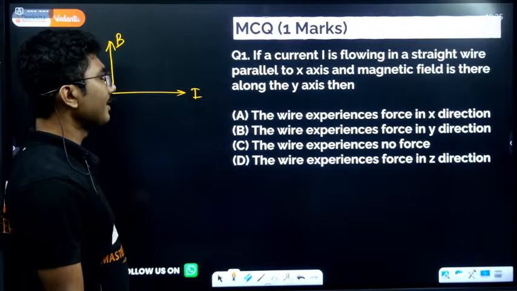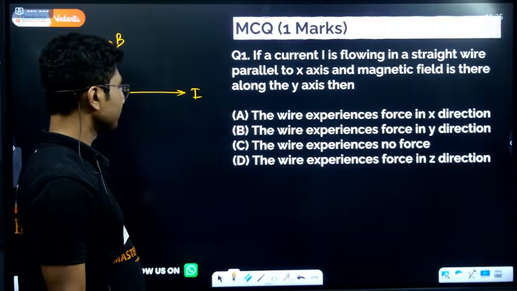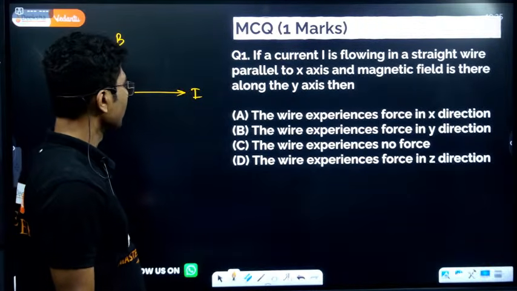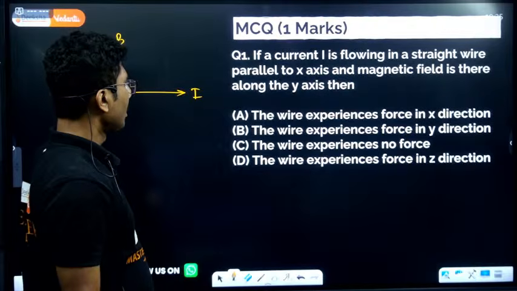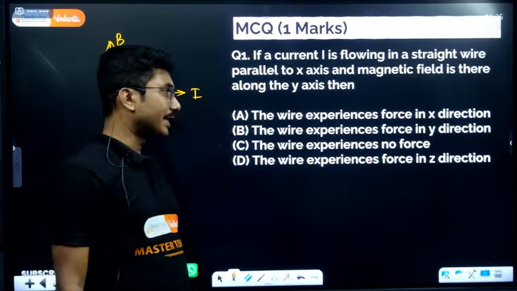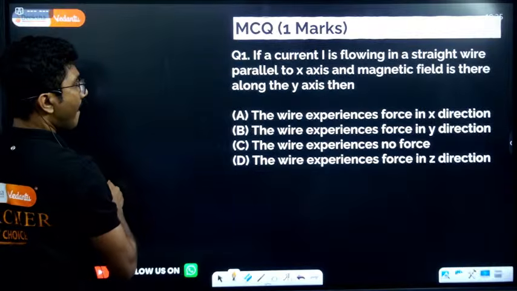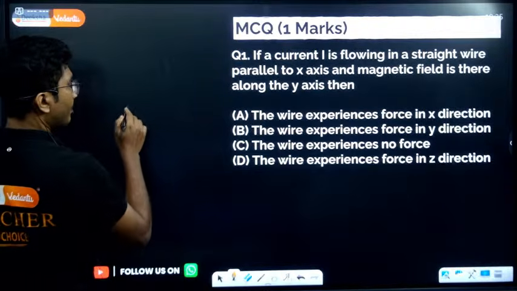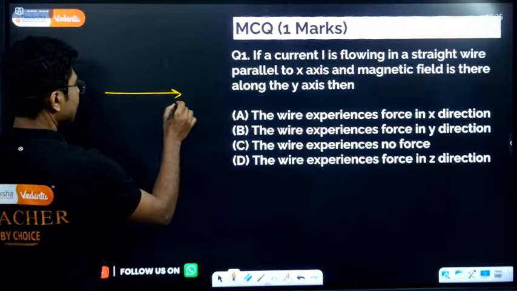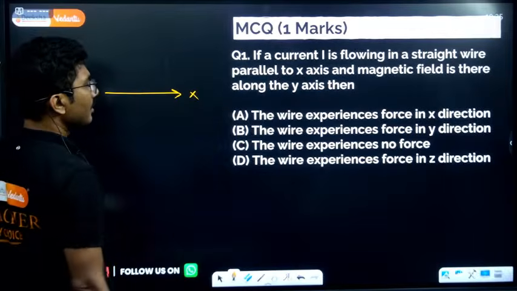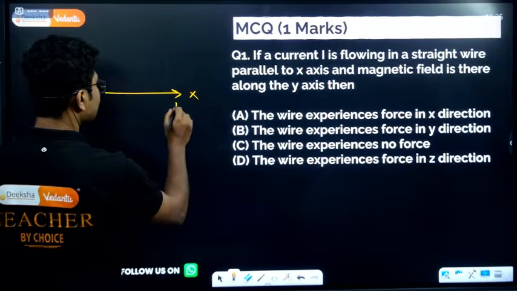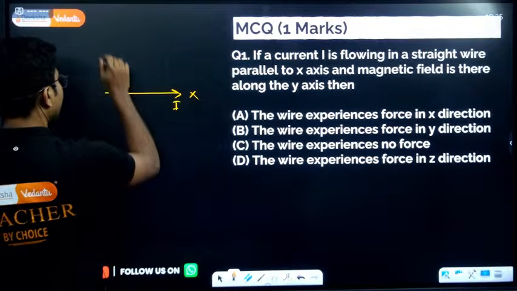Okay, then the wire experiences a force in the x direction. So remember, the current is along x, and the magnetic field is along y.